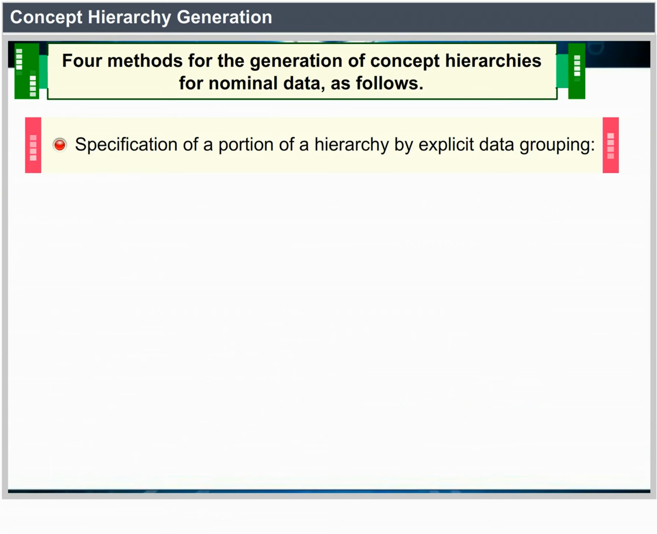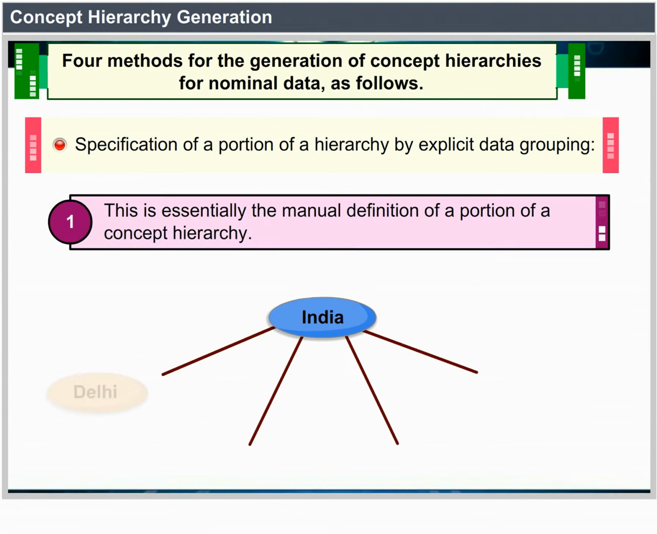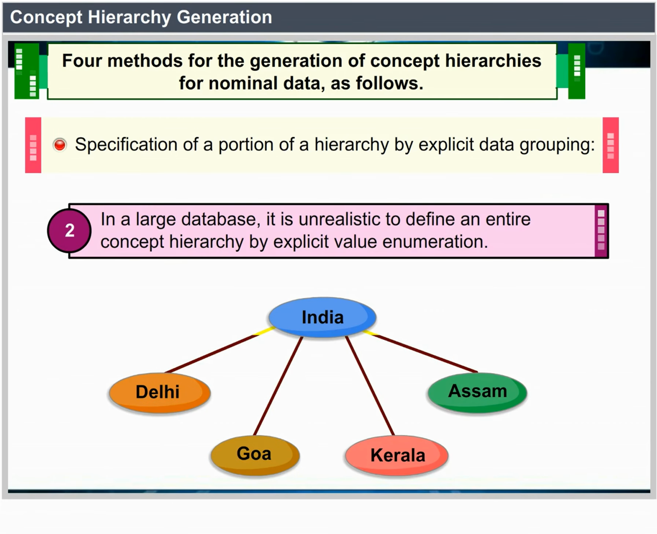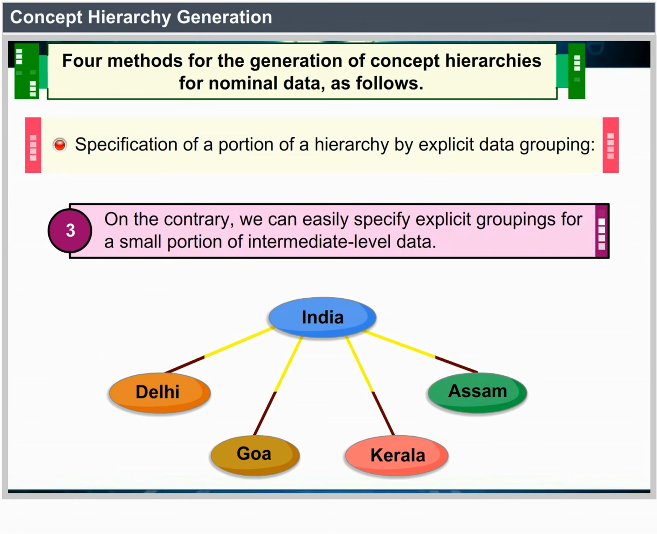Specification of a portion of a hierarchy by explicit data grouping. This is essentially the manual definition of a portion of a concept hierarchy. In a large database, it is unrealistic to define an entire concept hierarchy by explicit value enumeration. On the contrary, we can easily specify explicit groupings for a small portion of intermediate level data.